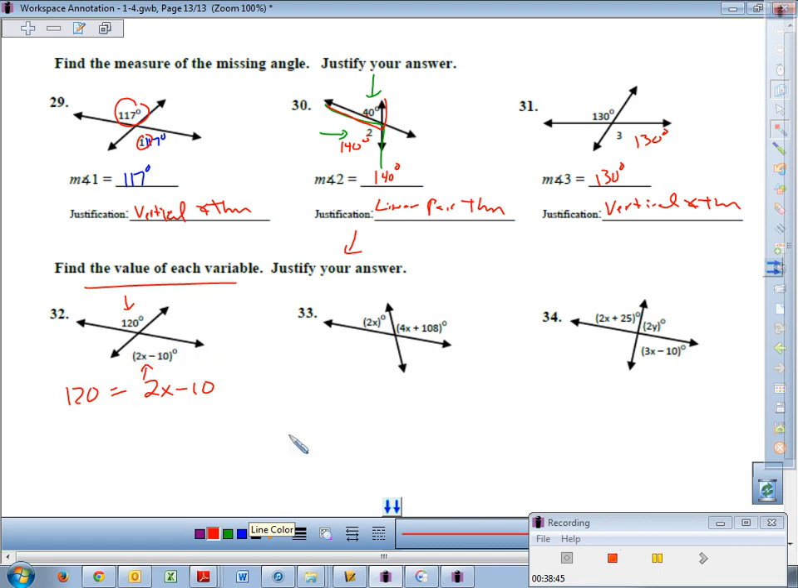So solve for x. First move, add 10 to both sides. Nice. Finally, divide by 2. x equals 65. Is it degrees? x is not an angle measure. It's just an x, right? x is 65. If we were to substitute it back in, you'd get all of that, and then the degrees would be there. But we need to justify our answer.